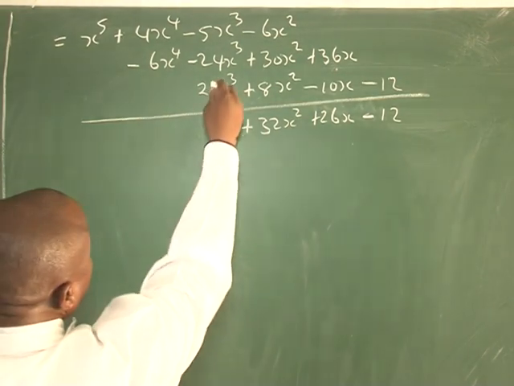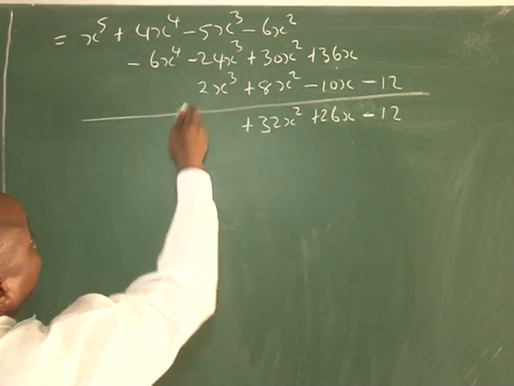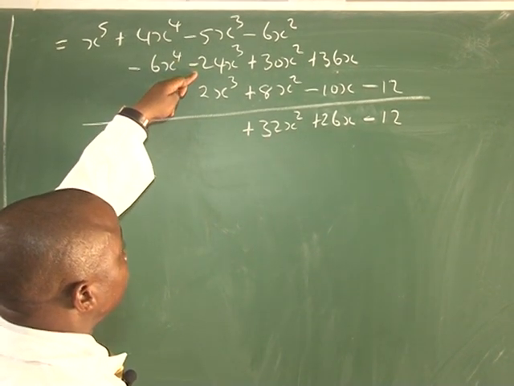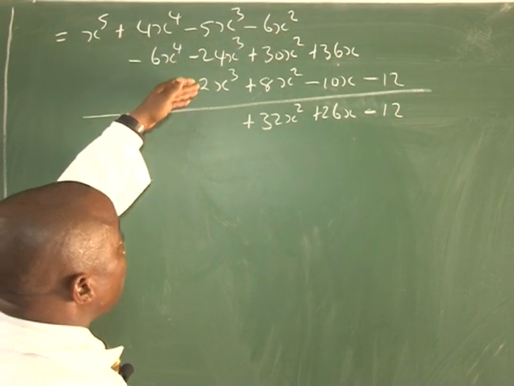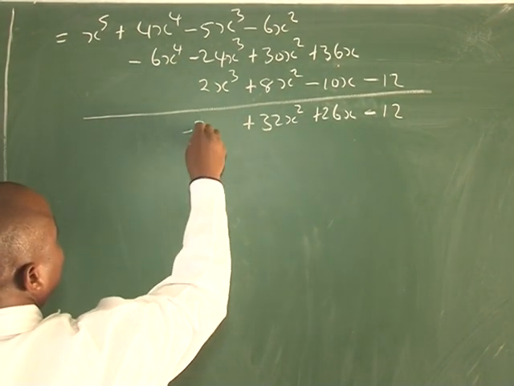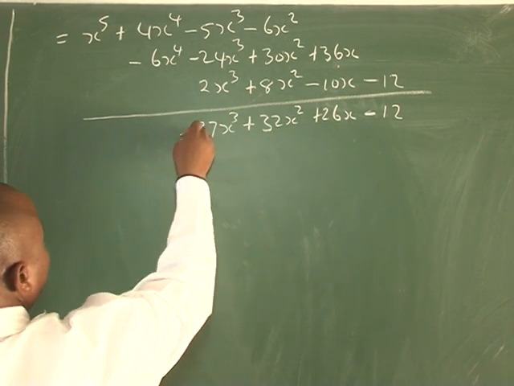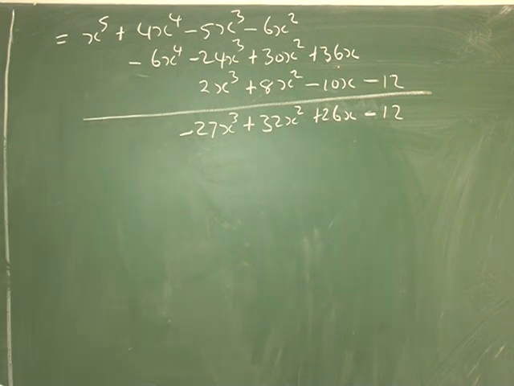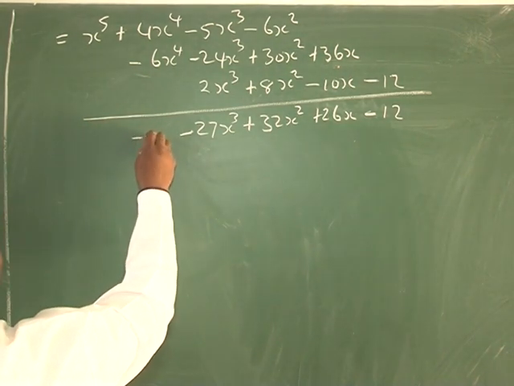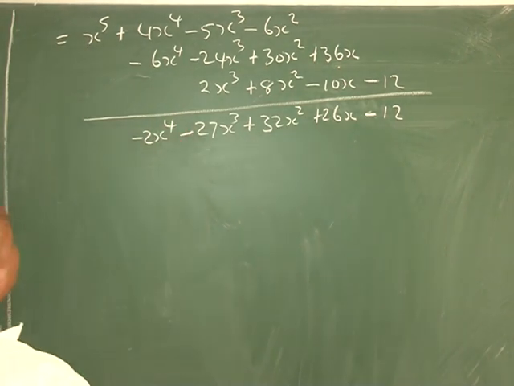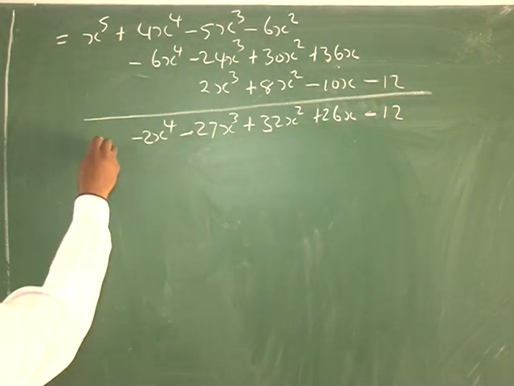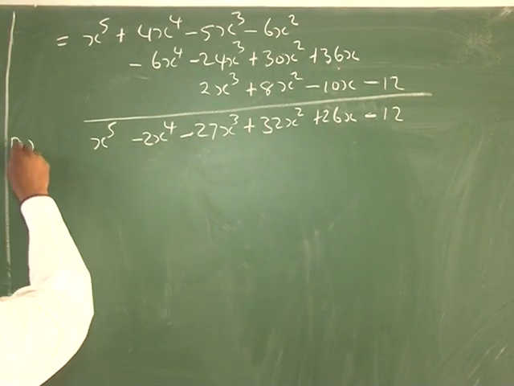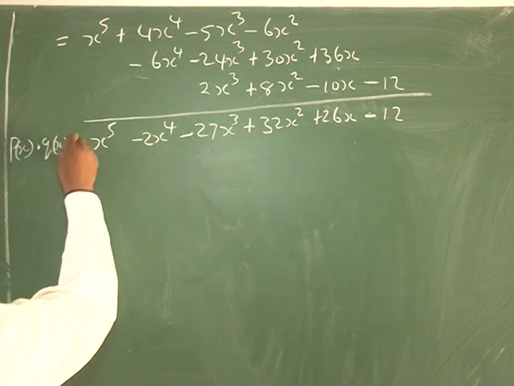Then we'll add this again. Minus 5x cubed minus 24x cubed gives us minus 29x cubed. Plus 2x cubed gives us minus 27x cubed. 4x raised to the power 4 minus 6x raised to the power 4 gives us minus 2x raised to the power 4. Then we add this to have 5x raised to the power 5. That is also p of x times q of x.